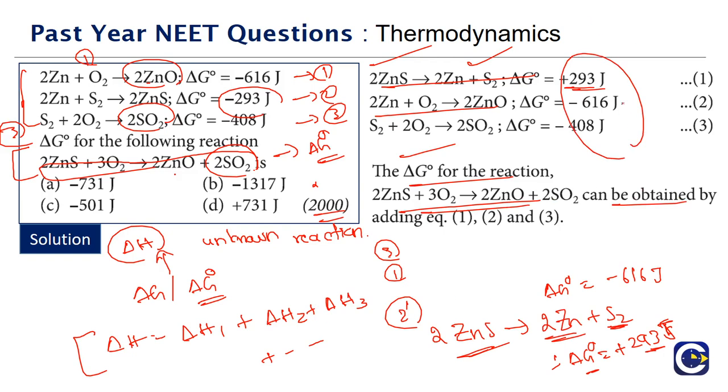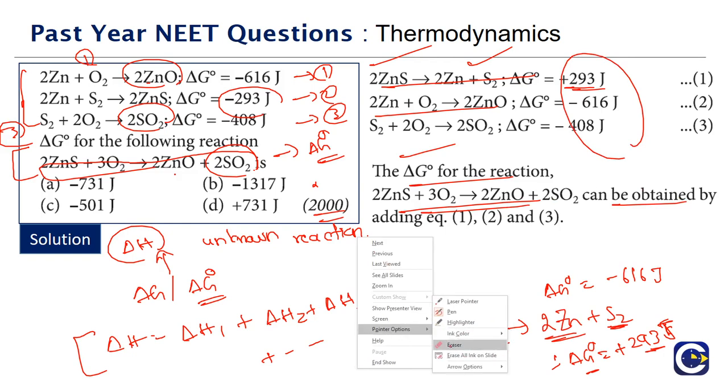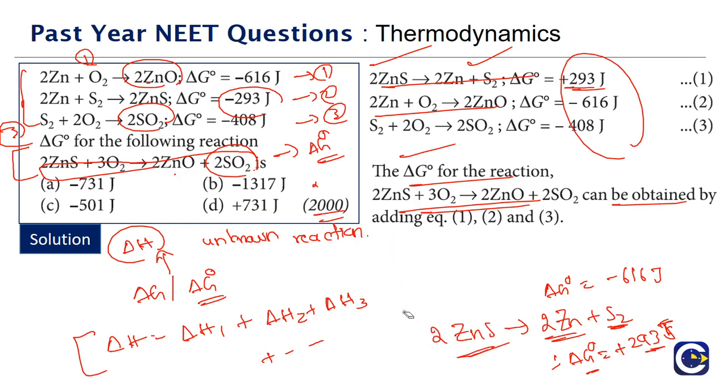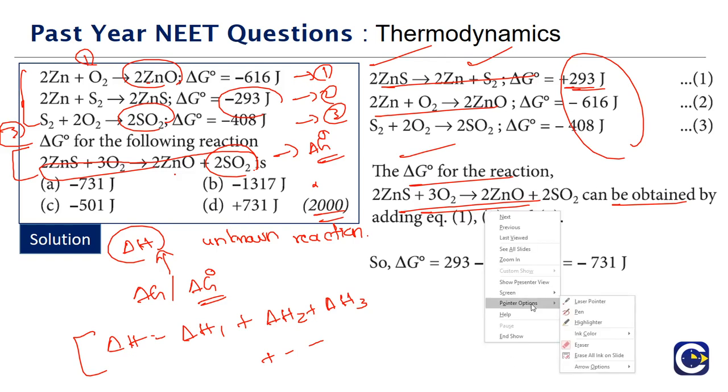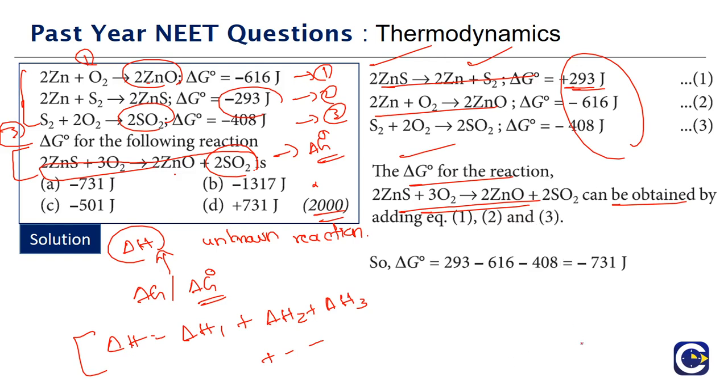So 1, 2, 3 means we are looking at the modified equations. When we add up the del G naught values of these modified equations, we will get the del G naught of the overall unknown equation. So which means if we simply add them up, 293 minus 616 minus 408. Okay, if you simplify it, it will be coming as minus 731.